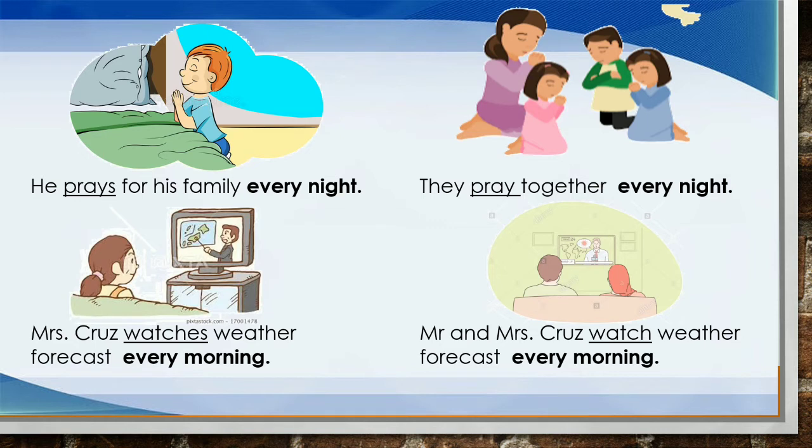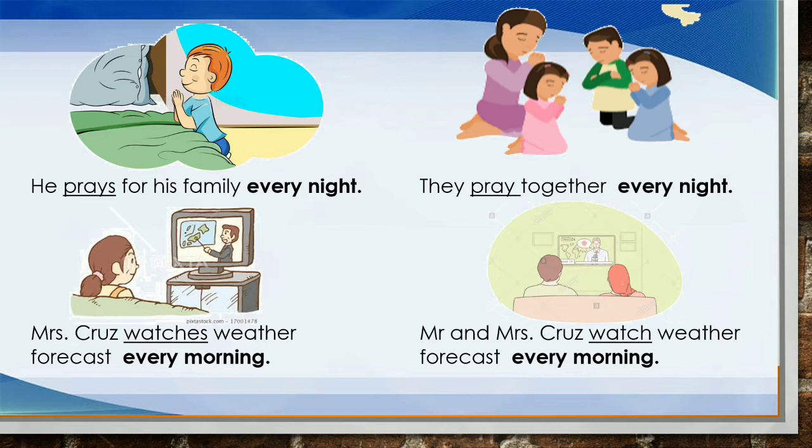So we are going to use also a verb in a singular form. So we use the verb praise. Remember that a verb in a singular form always has an S at the end of the word. So it is done habitually or often, every night. So we use the form of the verb praise.